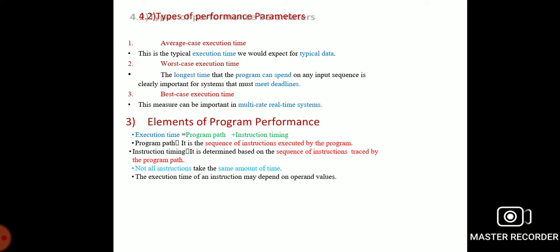So in this session, we discussed program level performance analysis in embedded system design technology.